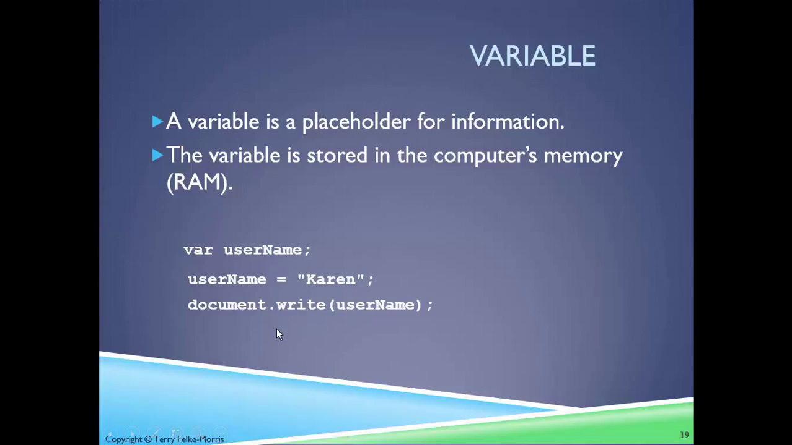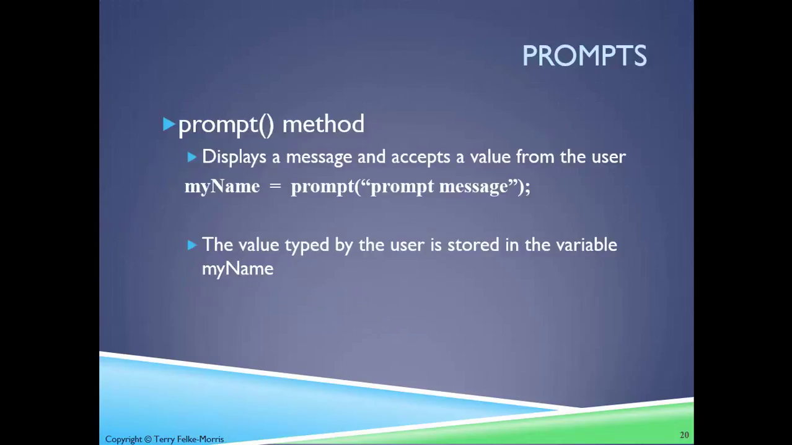In the next line after this, if I say username equals Bill, and I do another document.write of username, then it will equal Bill. So a variable, as it says there, is a placeholder for information stored in the computer's memory. The prompt I've already shown you. It displays a message and accepts a value from the user. So whatever value I put in, it's going to be stored into here.